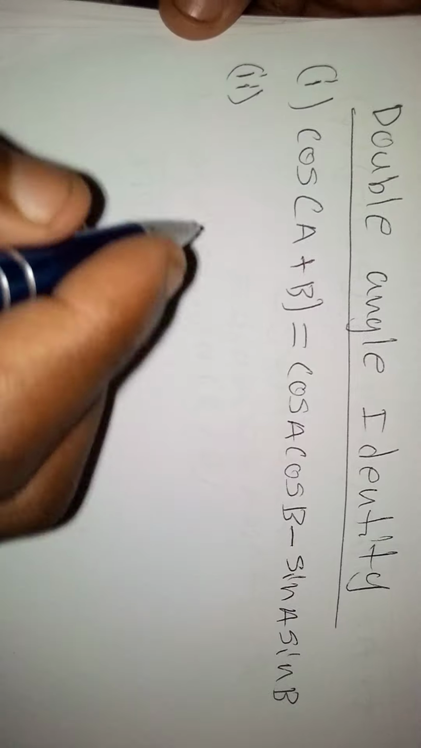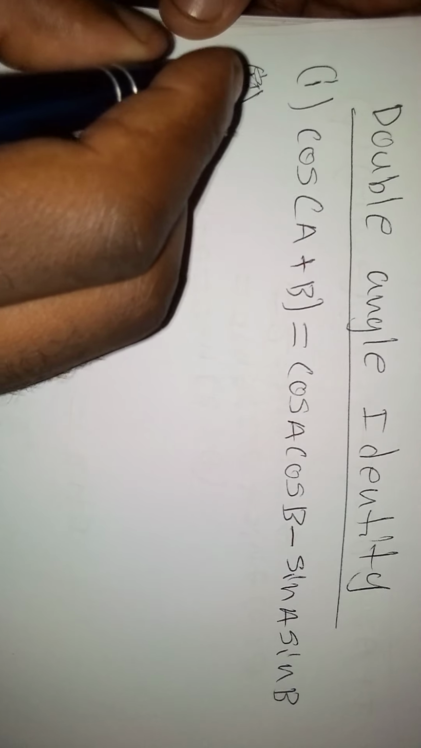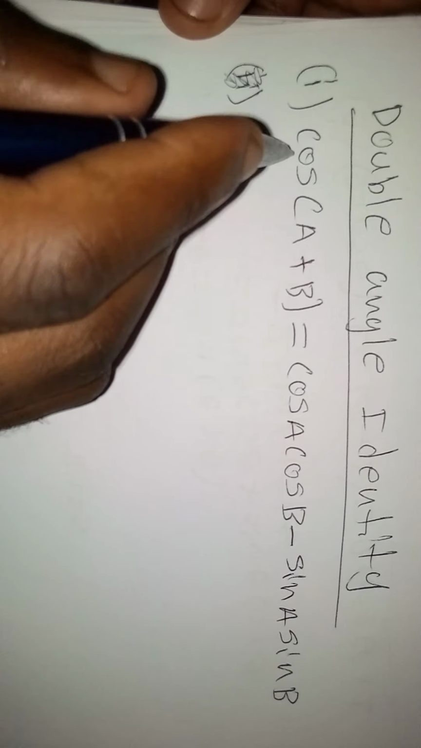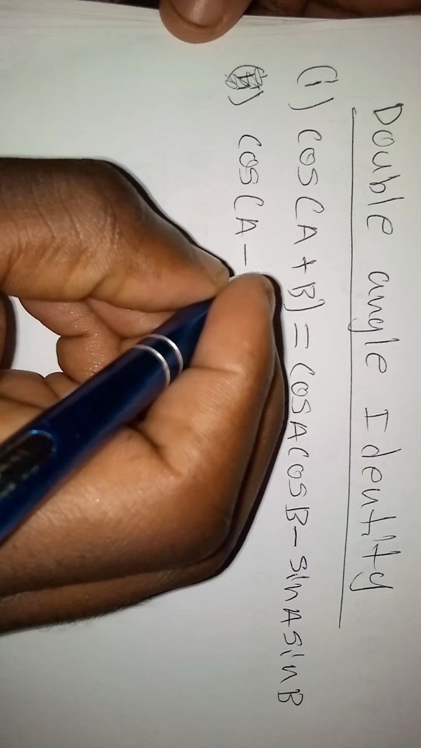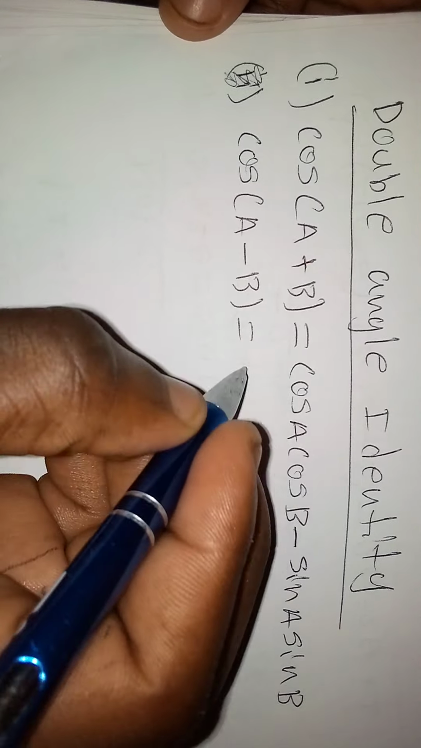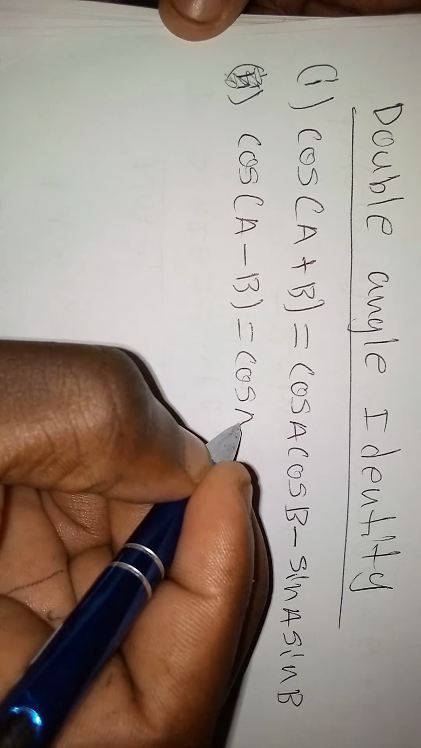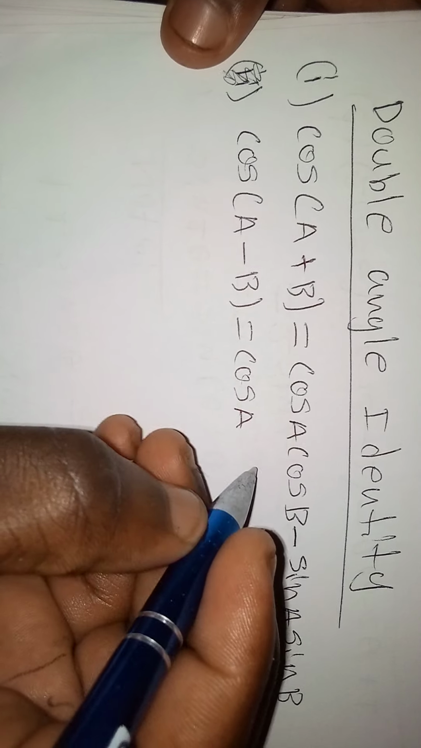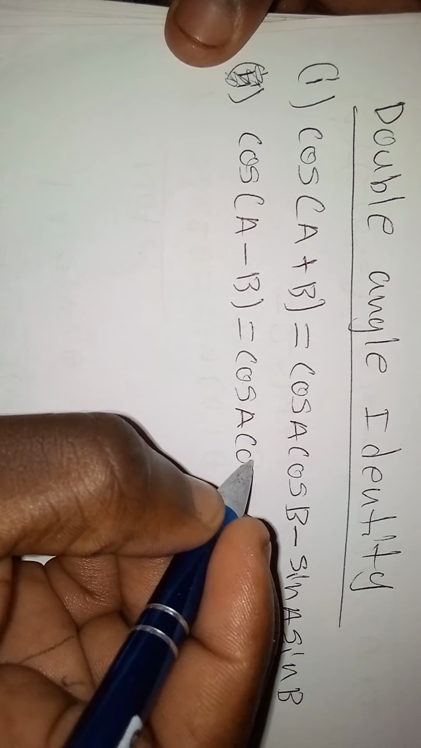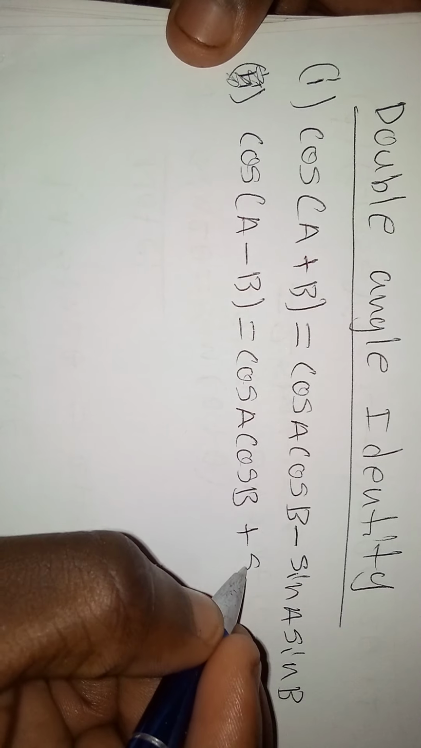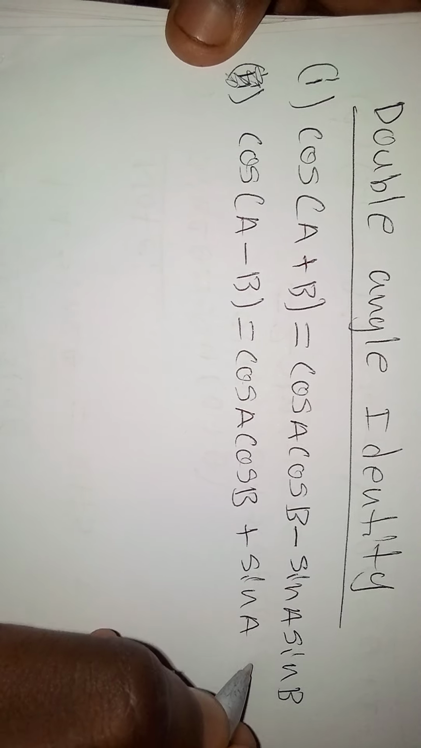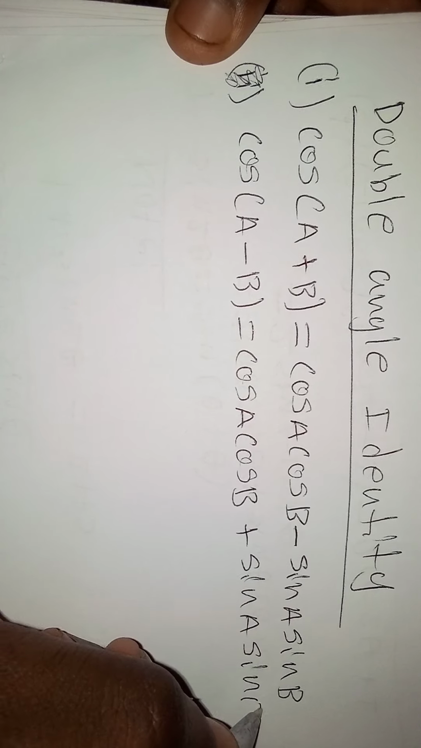Okay, then part 3, the negative version of that. This is the cos A plus B. Then from here we can also have cos A minus B, and this is given by cos A cos B, then this will be plus here, sine A sine B.